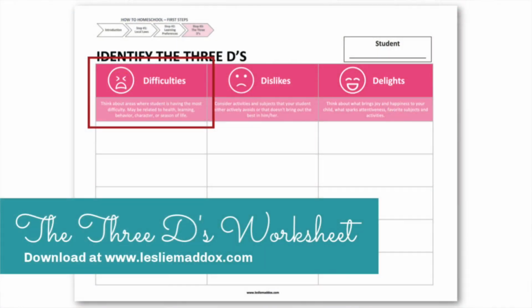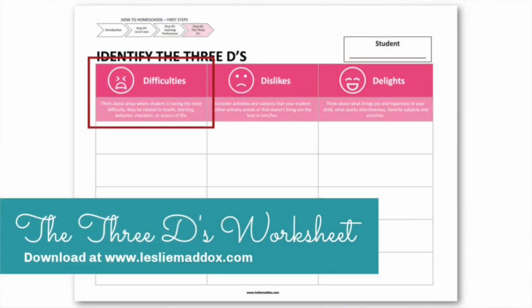The 3 Ds are areas that you may want to give extra time and resources to. They will help you to choose curricula or even activities that you take part in. I recommend that you fill one worksheet out for each child and identify the difficulties, dislikes, and delights for each of them individually. Let's tackle difficulties first.